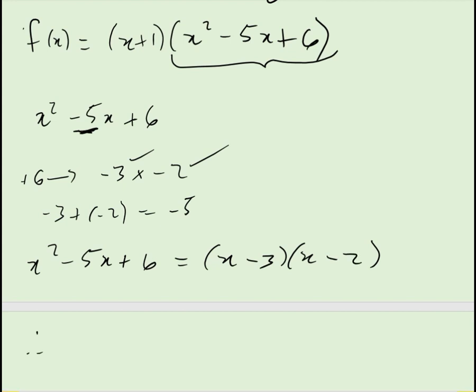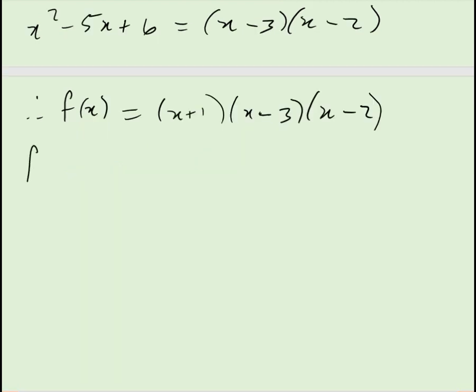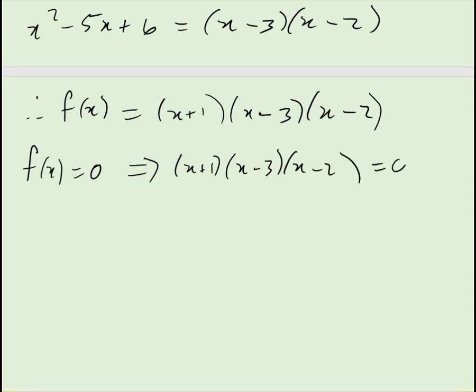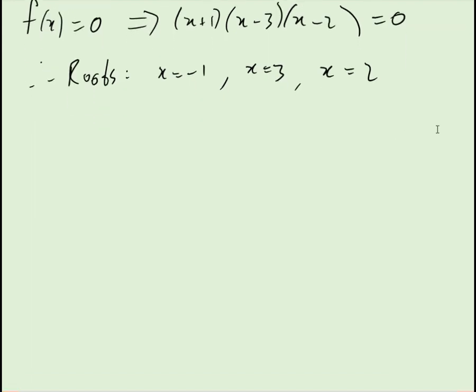So all in all, f of x can be written as x plus 1 times x minus 3 times x minus 2. This was the factor we guessed earlier, and then through our long division we got the other two. Now in this form, to get the roots, we say f of x is equal to 0, and this implies that x plus 1 times x minus 3 times x minus 2 is equal to 0. So our roots are negative 1, positive 3, and positive 2. So the x-axis will be cut at those three positions.